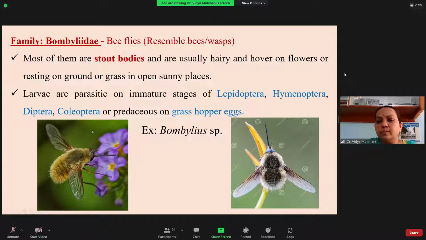So here, the Bombay day, especially when it comes to the Hymenoptera, it prefers to attack the Hymenoptera which make the nest in the soil. So it will be just on the grubs of these Hymenoptera, any of the wasp. The example you have is the bomb.